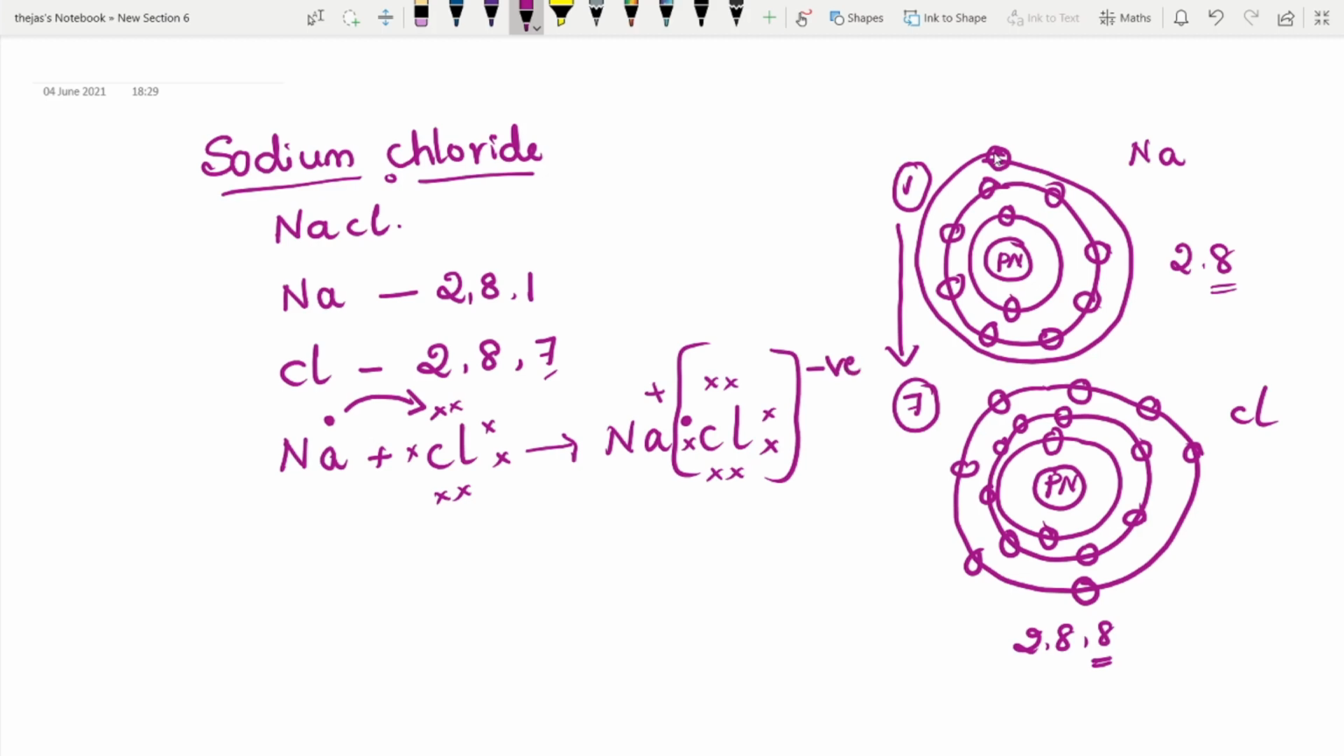That means by the formation of ionic bond, the Na gives an electron to chlorine and becomes positively charged, and the chlorine gets 1 electron from the sodium and becomes negatively charged. Like this, the formation of ionic bonding takes place in the sodium chloride.